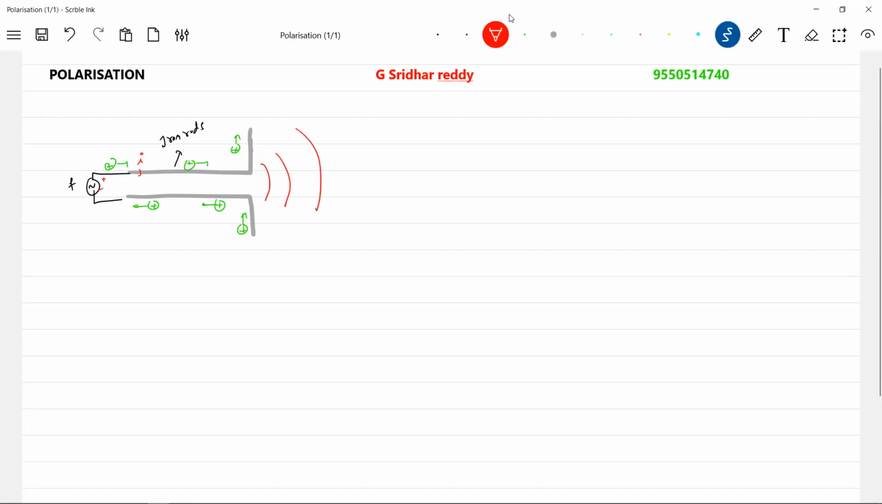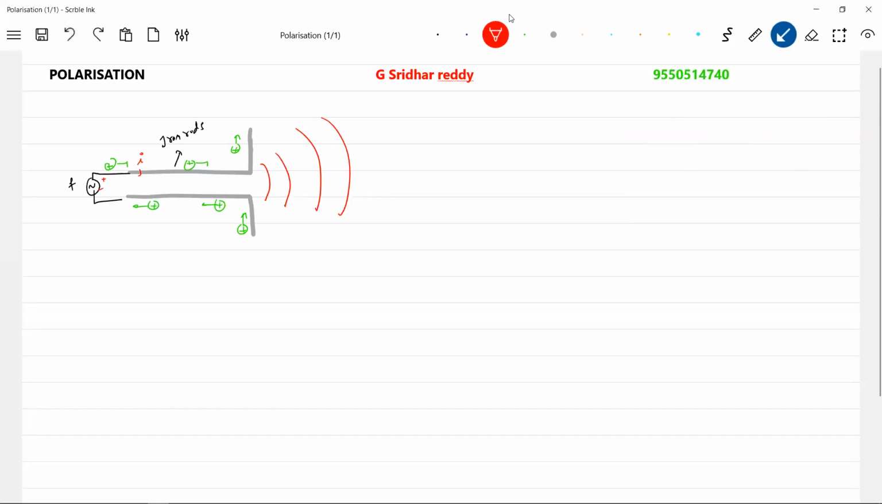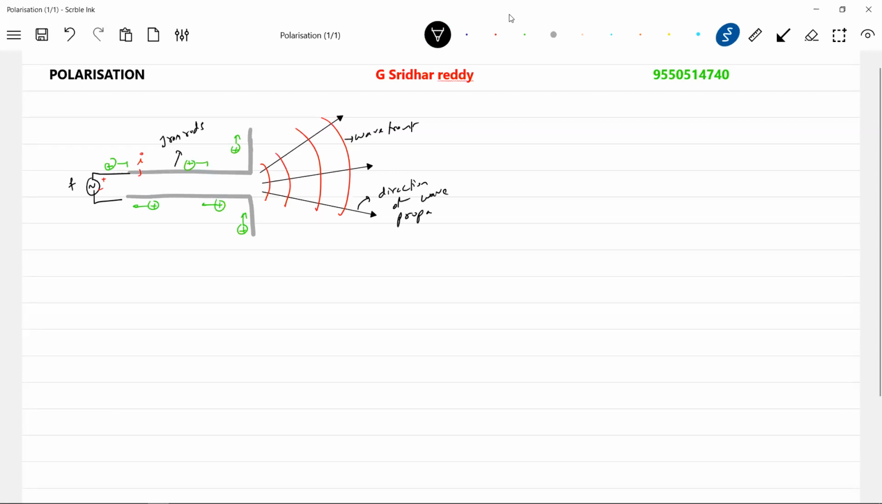The rod system will behave like a source of EM wave. So here, what we get is the EM wave will propagate here. So what is this? This is the wave front. What is this arrow? The direction of wave propagation. Okay, fine.